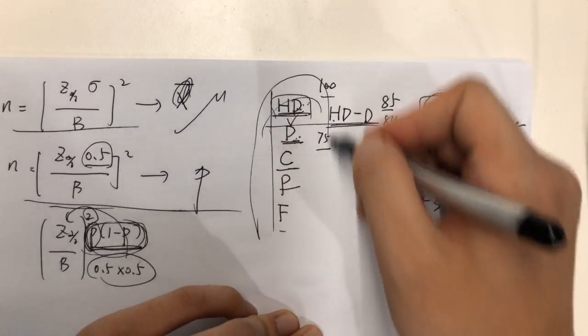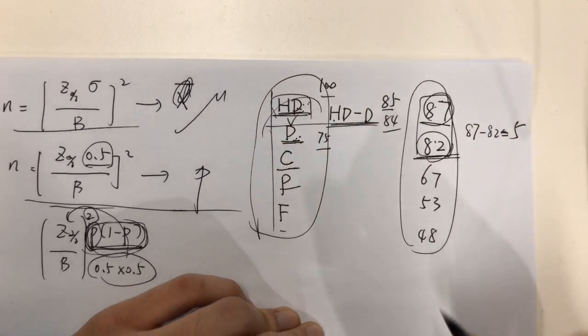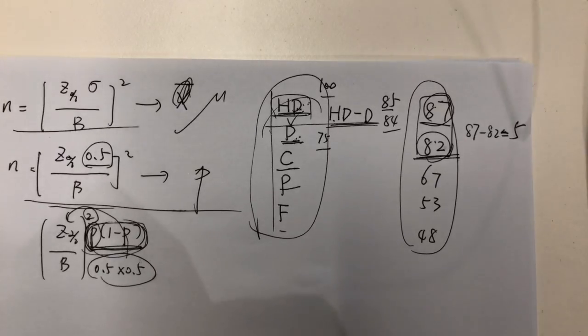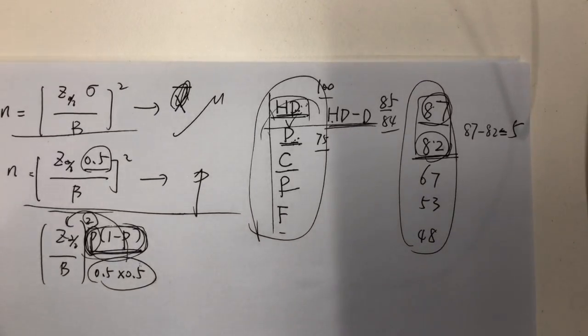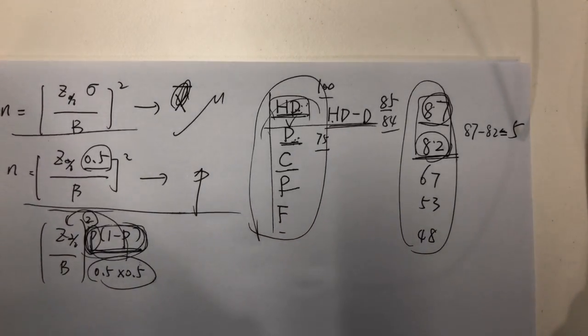So this is called an ordinal scale, and this is called an interval scale or numerical scale. I hope I answered your question correctly.